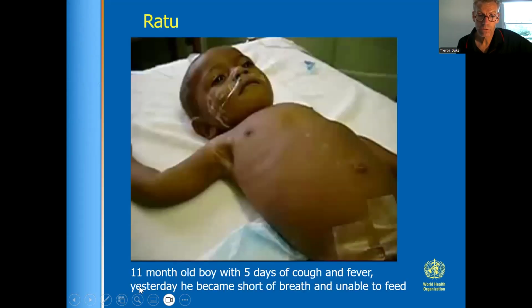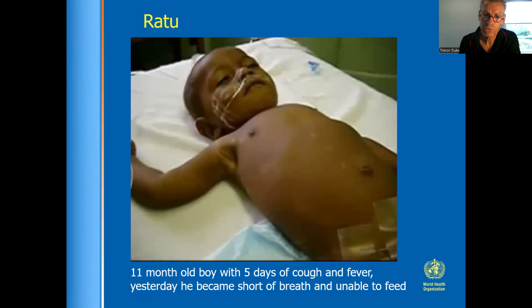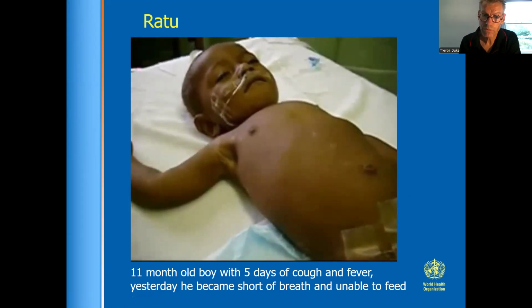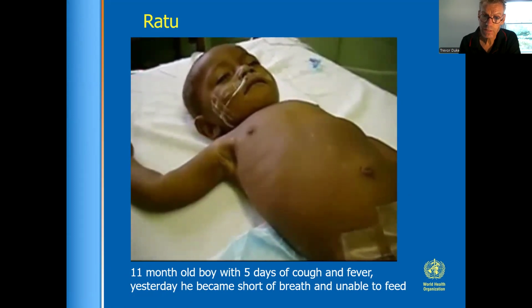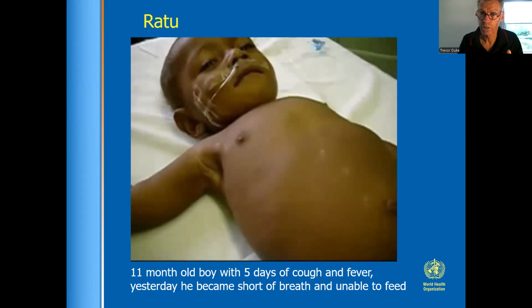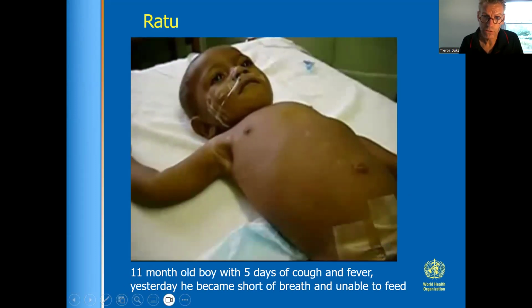I want you to have a look at this young boy. This was a boy named Ratu. He was 11 months old and he presented with 5 days of cough and fever. And the day before, he became short of breath and was unable to feed. That's all you know when a child presents to an emergency department or a clinic. That's really all as much as you know.